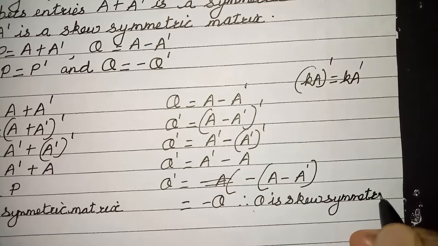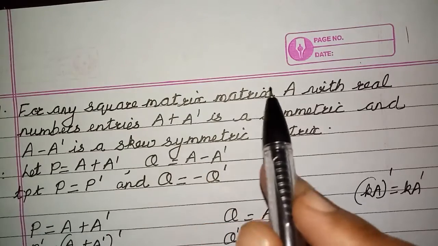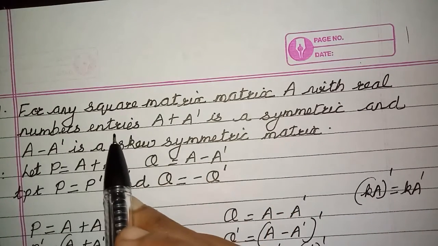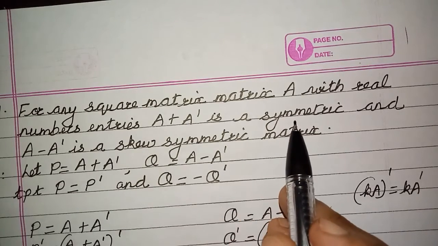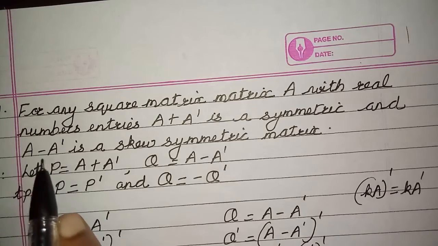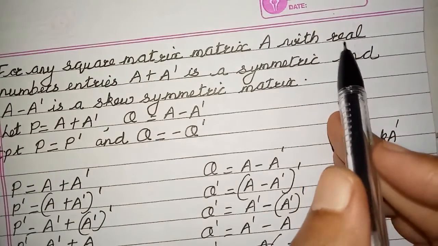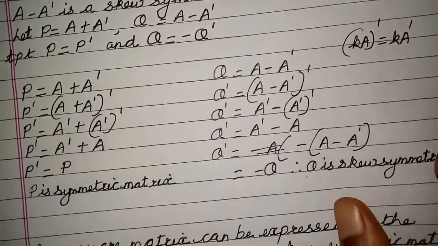Okay, children. So what does that mean? What have I proved? Very important. That any square matrix with real number entries, if you have a square matrix with real number entries, then this combination A plus A dash will be symmetric matrix and your combination A minus A dash will be a skew symmetric matrix which has all real numbers as entries. That means inside the matrix you have all real numbers.